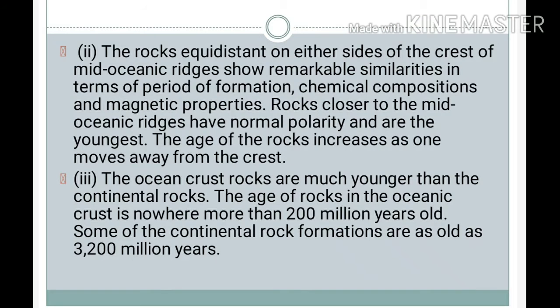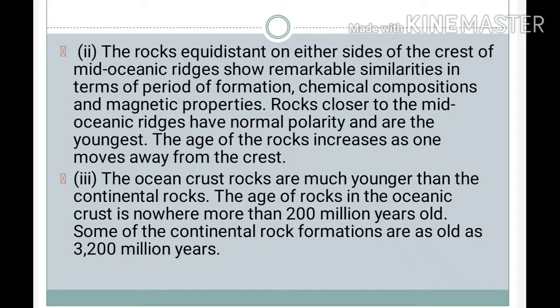The second fact which was revealed after the mapping of the ocean floor and the studies of rocks was that the rocks present on either side of the crest of the mid-oceanic ridges have remarkable similarities in terms of their age, that is period of formation, chemical composition, and moreover magnetic properties also. Rocks which are closer to the mid-oceanic ridges are the youngest, and the age of the rocks increases as one moves away from the crest.